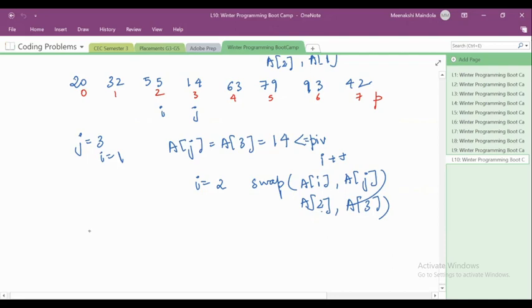Yes, can anyone tell me how the array will look? So we have 20 here. We are going to swap A of 2 and A of 3. So we have 32, we have 14, then 55, then 63, 79, 93, and 42.